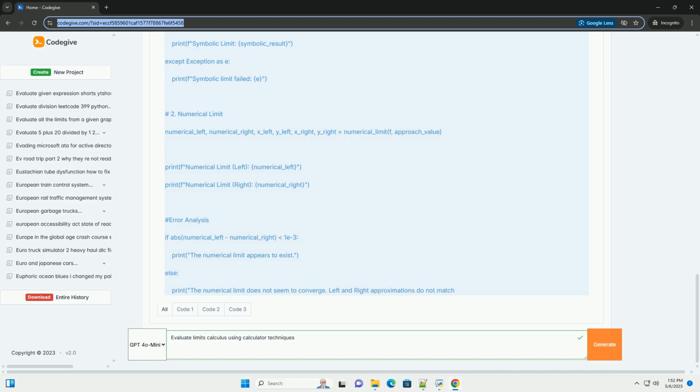Common mistakes and troubleshooting. Incorrect function input. Double check that you've entered the function correctly into the calculator or Python code. Parentheses are crucial. Incorrect window settings. If you're graphing, make sure the window settings show the relevant portion of the graph. Not approaching from both sides. Always check the limit from both sides, x approaches a minus and x approaches a plus. A limit only exists if the one-sided limits are equal.